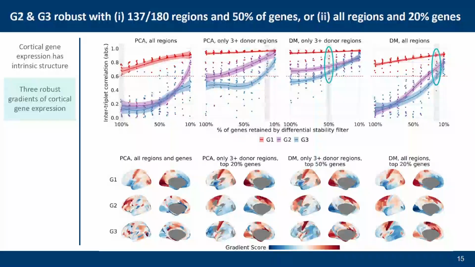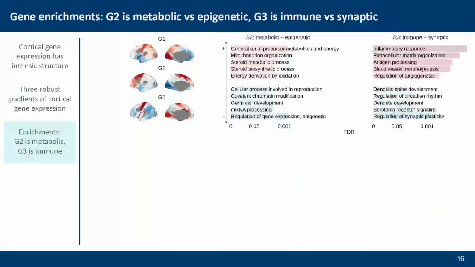We can now go to 20% of genes and still meet that threshold, which gives us these really lovely smooth brain maps that really look like something that may be interesting. So are they interesting? Well, the first way to look at that is to take gene weights from the brain maps. Here I'm using the ones that have 50% of genes.